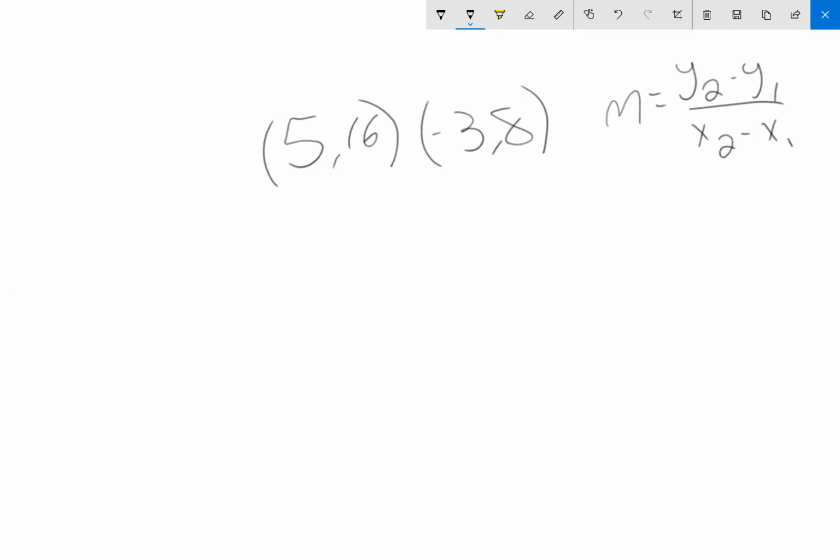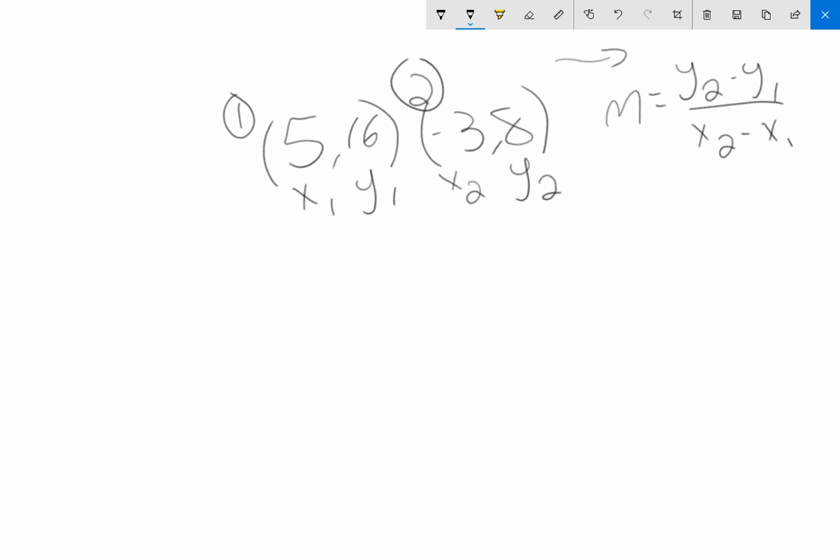Now, y2 and y1, x2 and x1, they just mean the y values or x values from my first point or my second point. So if I call this my first point, call this my second point, then this is the x value of my first point, the y value of my first point, the x value of my second point, and the y value of my second point. So it's really just a formula for putting 2 numbers into this and just subtracting them.